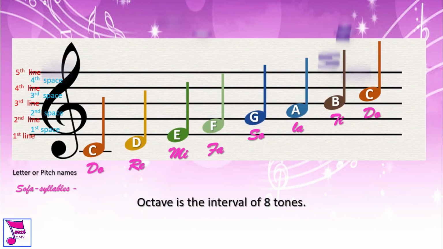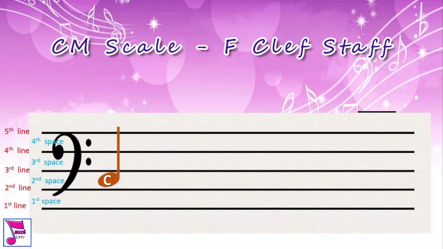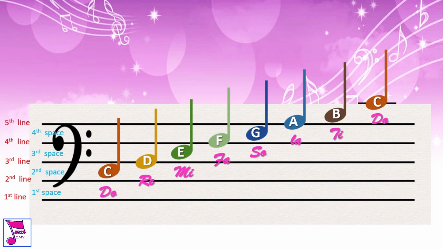Here is the scale of C major on F clef staff. C is on the second space, D Re, third line, E Mi on third space, F Fa, fourth line, G Sol on 4th space, La A 5th line, Ti B 1st space above the staff, and C Do on the 1st ledger line above the staff. This is how the C major scale is sounded. Listen, kids!